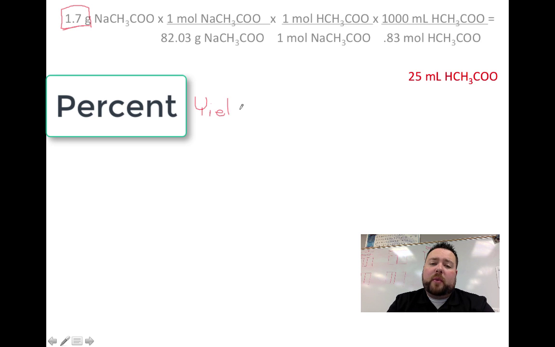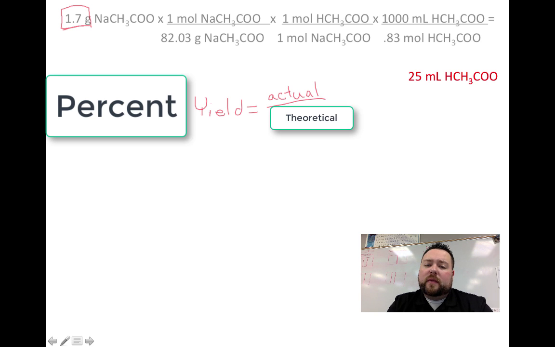I think we've all been to that point where we know that we're supposed to make a certain amount of something, but you never actually get the amount that you're wanting. Imagine that you're baking cookies and you make enough dough for a certain number of cookies, but maybe some of the cookies burn, so you don't actually end up with a dozen. The yield is calculated by taking the actual amount that you end up getting from the lab and dividing it by your expected.